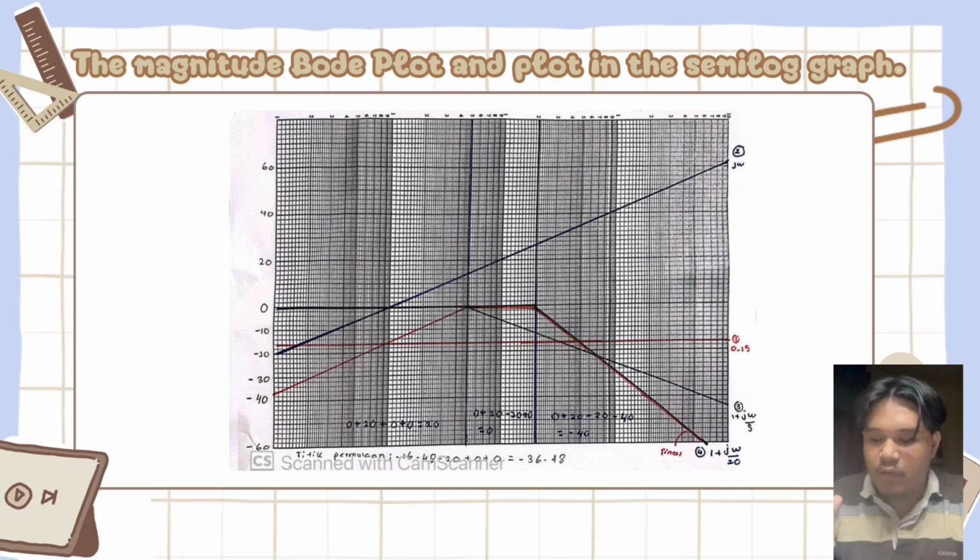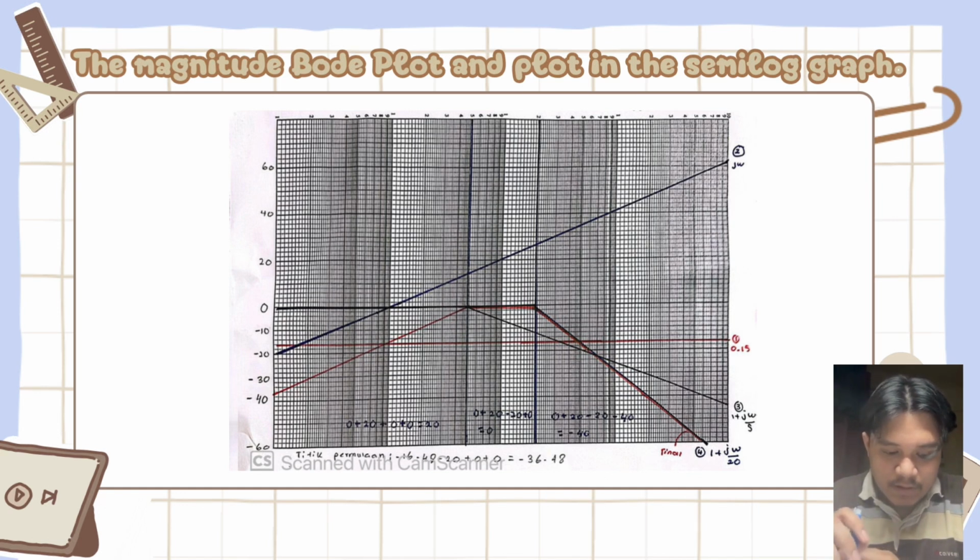For the number 3, 1 plus j omega over 5. And for the number 4, it is the same, but we go to the axis 10 for the second, and go down into the negative 60 in axis Y. So we got the 4, 1 plus j omega over 20.